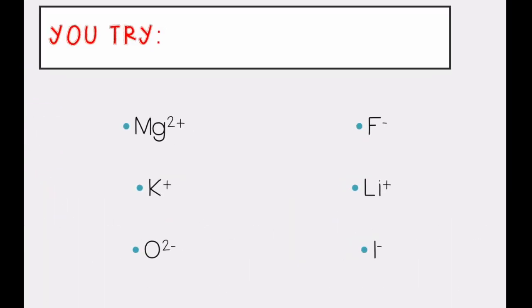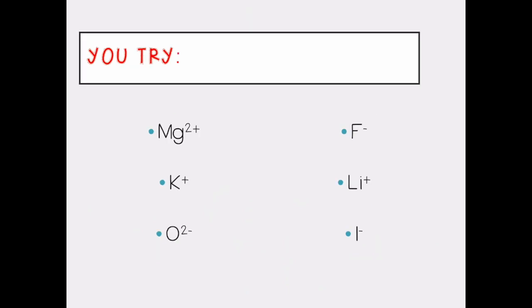So go ahead and pause the video here and try and name each of these ions on your own. So the first thing I'm going to do is look and determine whether my ions are cations or anions. So I'm going to look and find all of my positive ions because those are my cations. My negative ions, of course, are my anions. So let's look through and start naming.